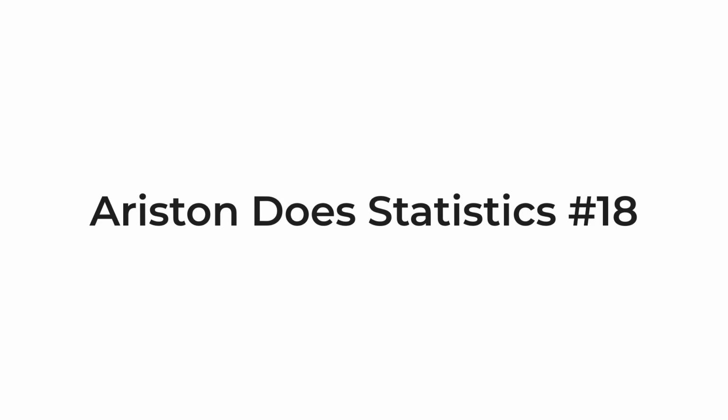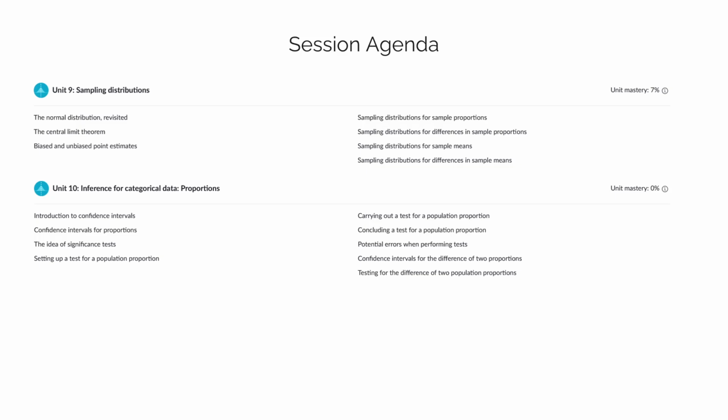We'll be doing some more statistics today and working on Unit 9, sampling distributions. If you haven't watched the last video, we did a lot of work within Unit 9. Sampling distributions are basically probability distributions for the possible values a statistic can take, and a statistic is a measure of a sample. So it's basically the probability distribution of all the possible values a statistic can take from one sample.